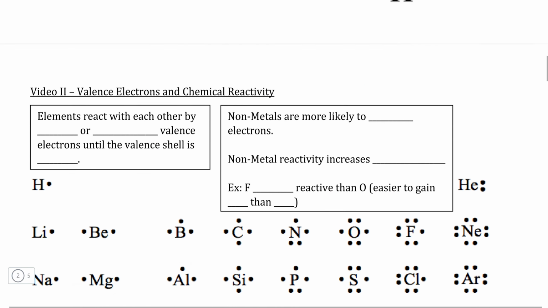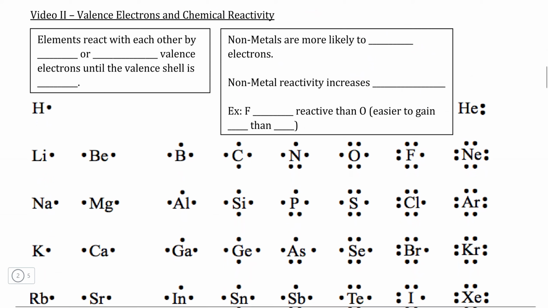In the next video in this series, we're going to look into how to predict whether an element is more likely or less likely to react with other elements and form compounds, specifically by looking at the number of valence electrons that given elements have.